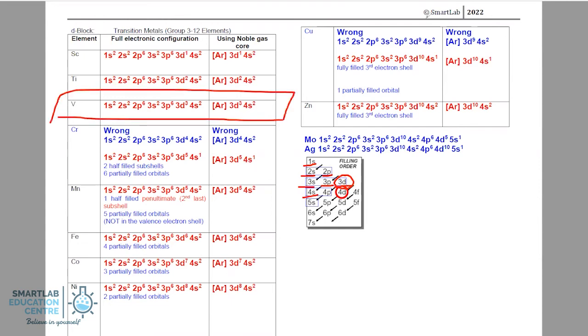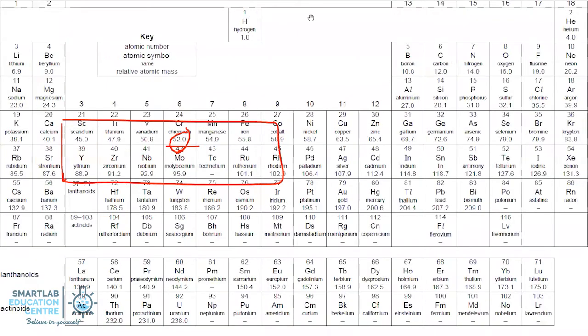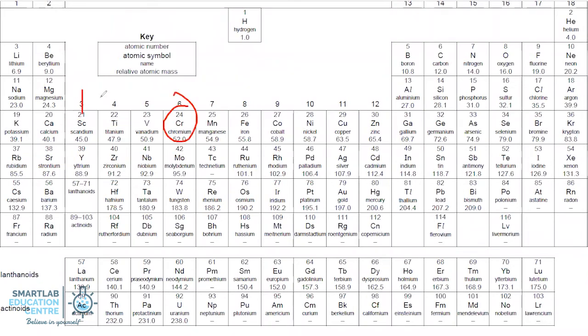Remember that there are actually 2 anomalies in the D block. The first anomaly is chromium. As far as chromium is concerned, a lot of us who tend to deploy the shortcut method will arrive at the conclusion that it's supposed to be 3D4 4s2. Let's take a look at the periodic table. If you look at it, this is chromium, so it's D1, D2, D3, and D4. So we ought to think it's 3D4 4s2. Actually, it's not. It is 3D5 4s1.